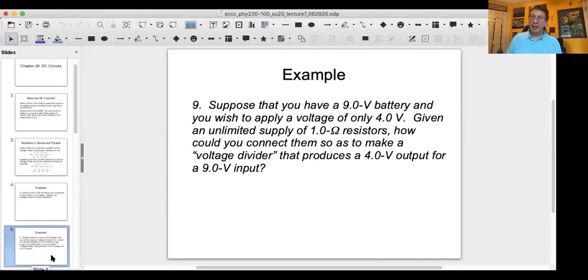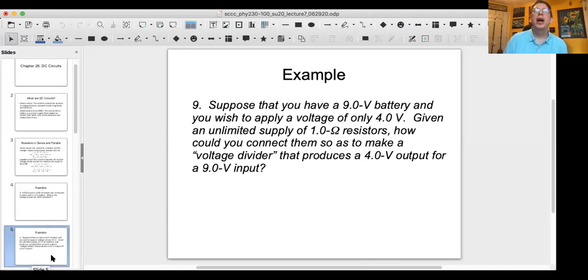So suppose, this is number 9 in the book. Suppose that you have a 9.0 volt battery and you wish to apply a voltage of only 4.0 volts. Given an unlimited supply of 1.0 ohm resistors, how could you connect them so as to make a voltage divider that produces a 4.0 volt output for a 9.0 volt input?